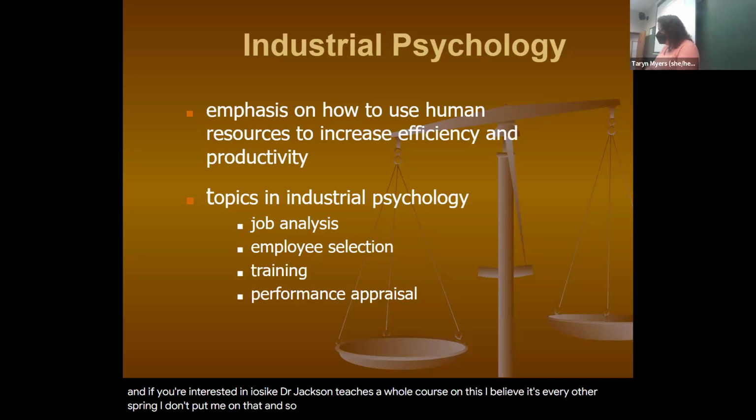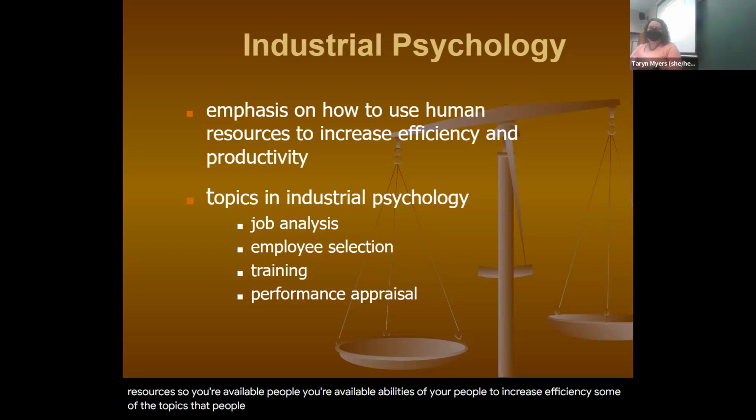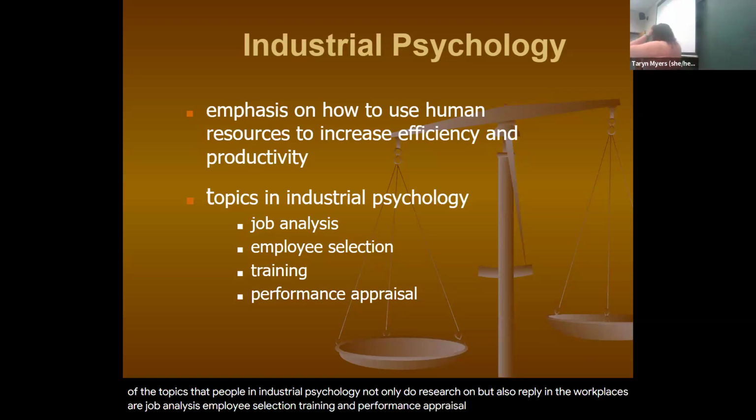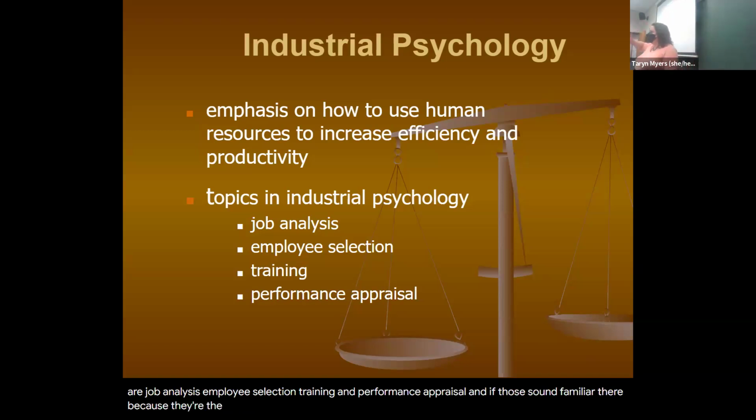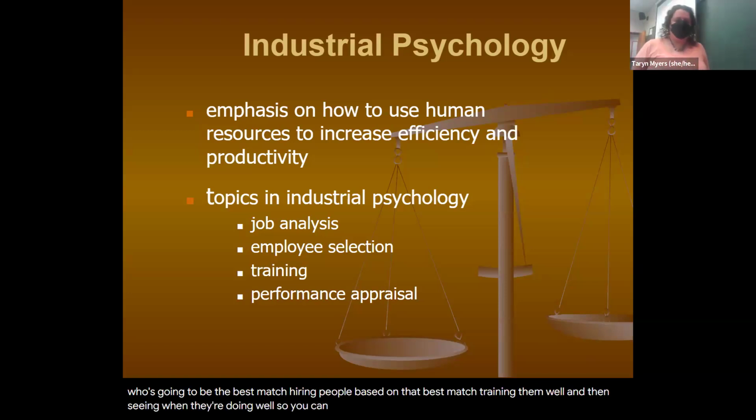And so industrial psychology, the emphasis is on how to use human resources. So your available people, your available abilities of your people to increase efficiency and productivity. Some of the topics that people in industrial psychology not only do research on, but also apply in the workplaces are job analysis, employee selection, training, and performance appraisal. And if those sound familiar, it's because they're the 4 guidelines that Frank Turner came up with, right? So figuring out the job and who's going to be the best match, hiring people based on that best match, training them well, and then seeing when they're doing well so you can reward them.